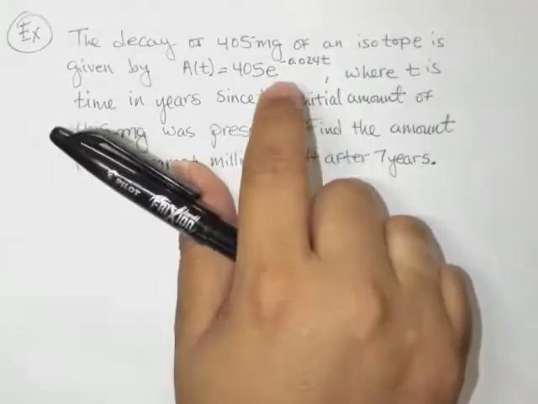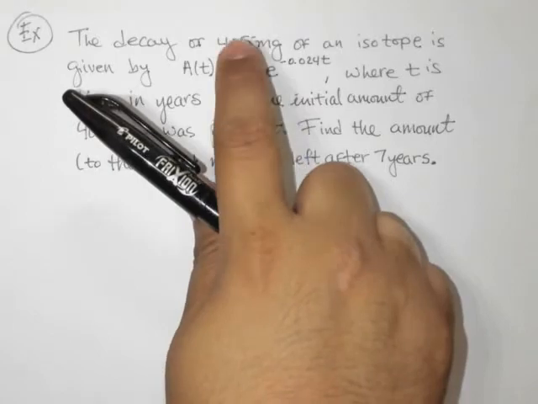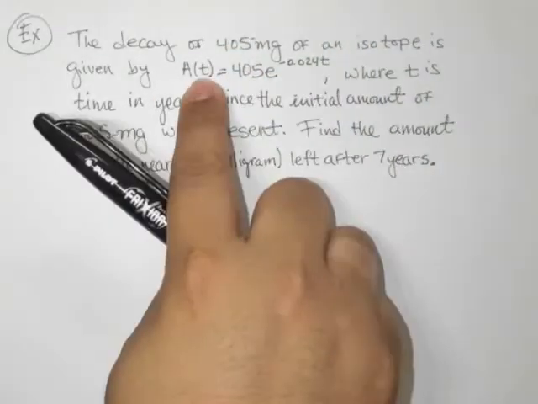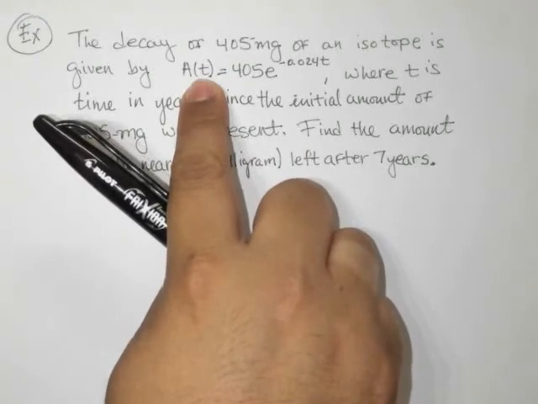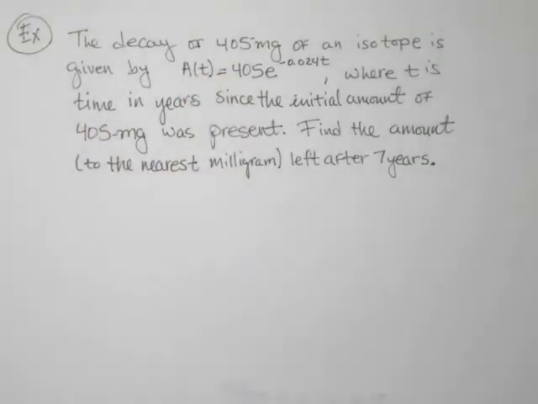So right here, it's no surprise that 405 is, if you think about the finance side, the present value, and this is the future value. In this case, we know that it's decaying, so an answer that would make sense to us would have to be smaller than 405 milligrams. So think about reasonableness and sensibleness of your answer when you come to a conclusion after that.